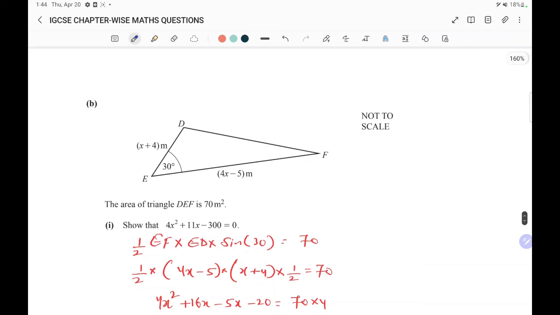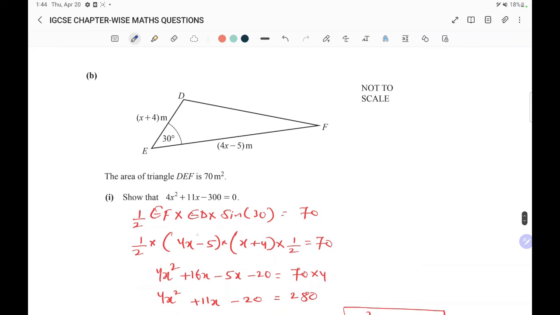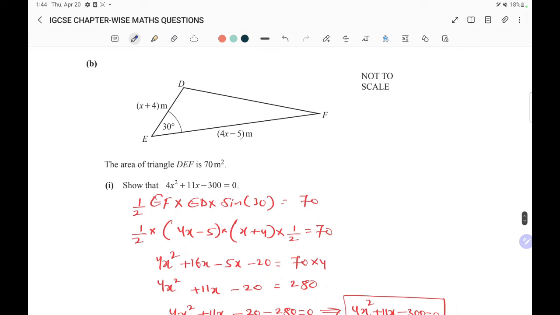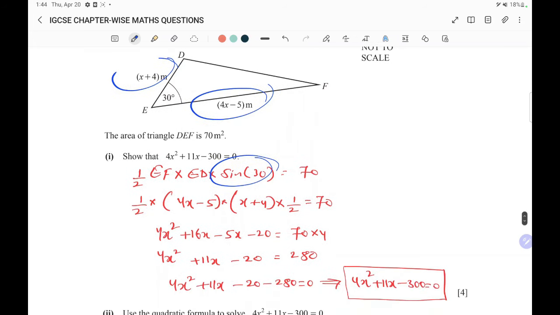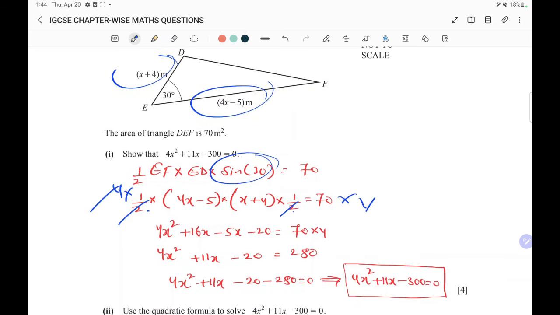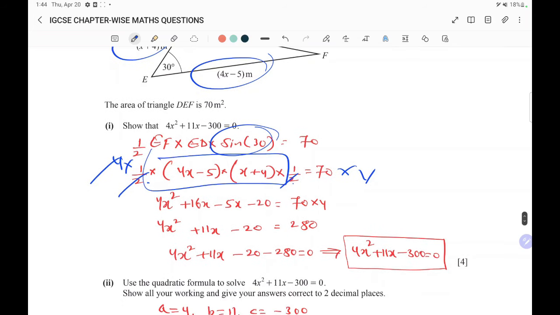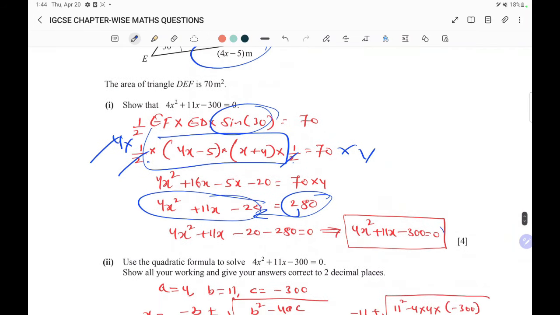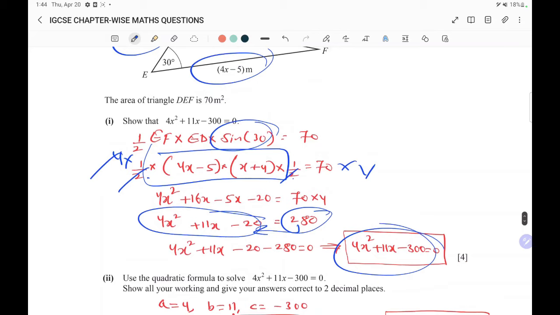Now the area of the triangle is given to us. We know that the area is half AB sine theta. So half, A is this 4x minus 5, B is x plus 4, and sine 30 degrees is 1 over 2, equals 70. So 2 and 2 are 4, multiply by 4 here, multiply by 4 here, 4 cancels. Just calculate this one, which is this result, and 70 times 4 is 280. Take the left side, calculate, and you will get this quadratic equation.